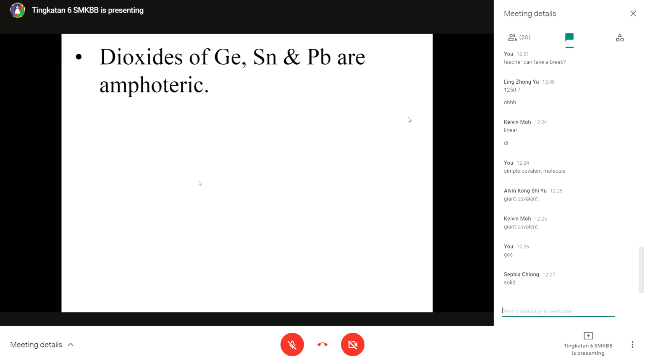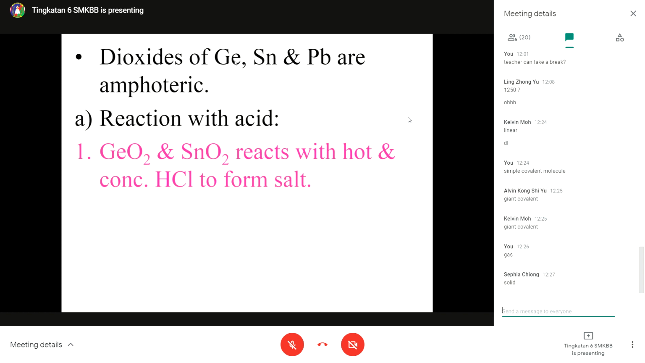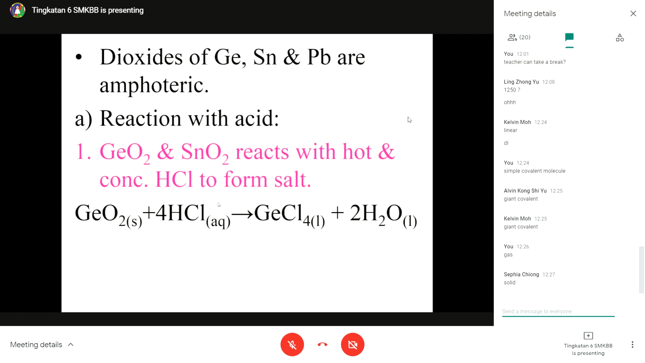Okay, now the dioxides of germanium, tin, and lead are amphoteric. Compared to the monoxides just now, carbon monoxide and silicon monoxide are both neutral, and the other monoxides are amphoteric. Now when you compare to the dioxides, the first two dioxides are acidic, while the other three are still amphoteric. So they can react with both acid and alkali. When these two, germanium dioxide and tin dioxide, react with acid, they react with hot and concentrated hydrochloric acid, producing salt and water.